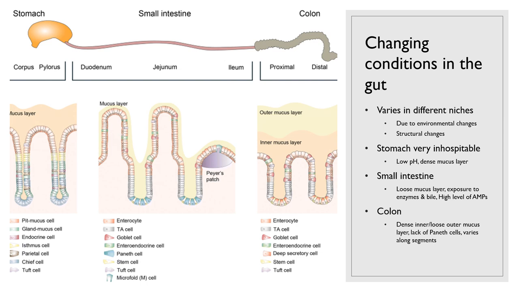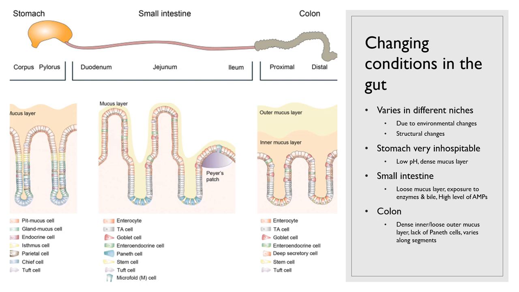You also have enzymes and bile. So we have this loose mucus layer, enzymes and bile, and high levels of antimicrobial peptides, selecting for the types of bacteria we're going to have in the small intestine, which are going to completely differ from that found in the stomach. And finally, the colon.